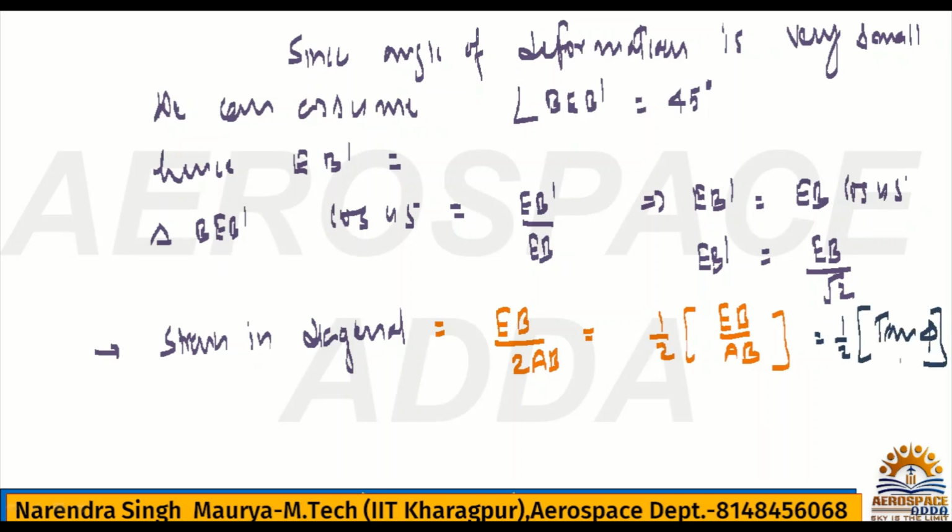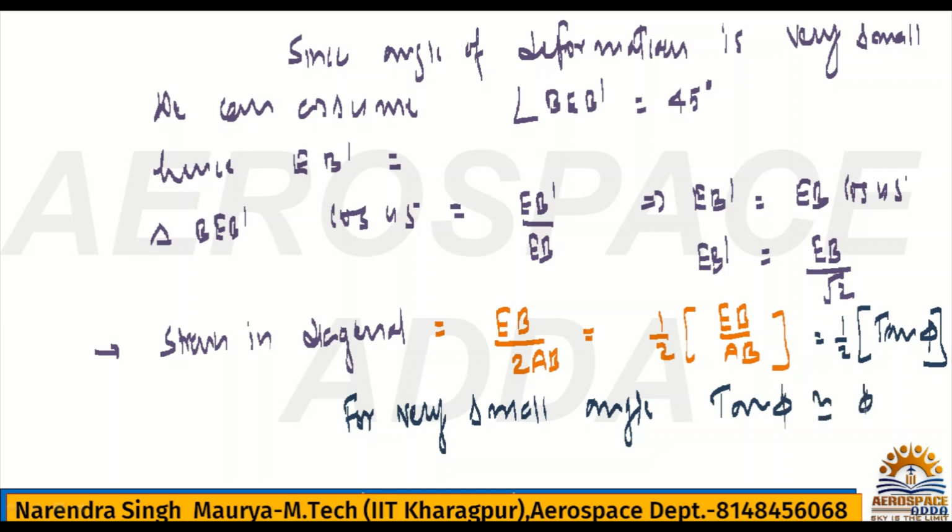You know very well, for very small angle, tan phi is approximately equal to phi, just like sin phi is approximately equal to phi. So for very small angle, because what will be the deformation? It is very small actually, shear deformation.